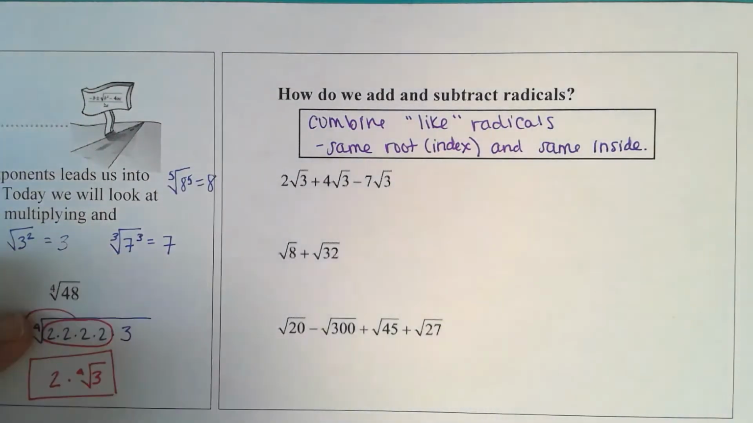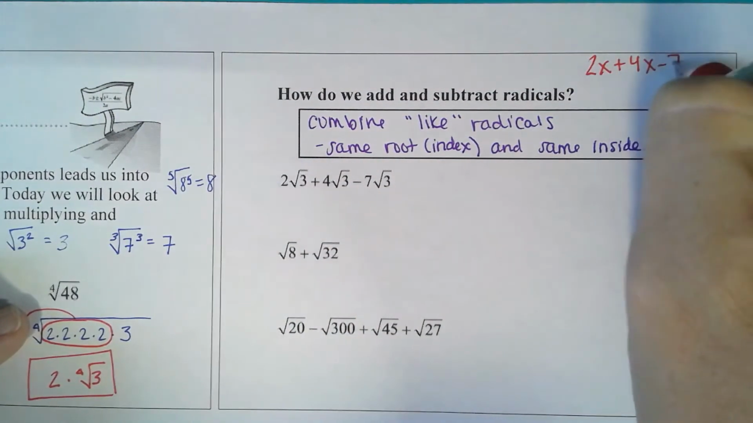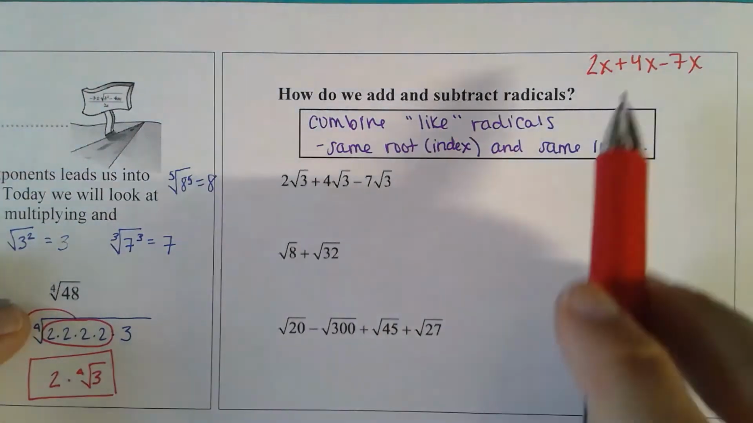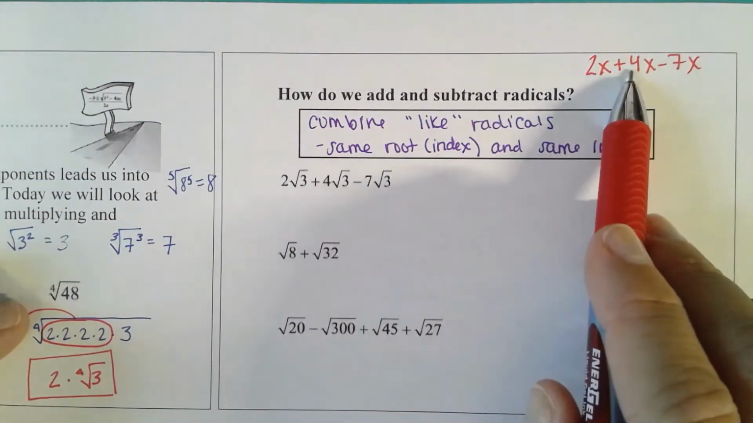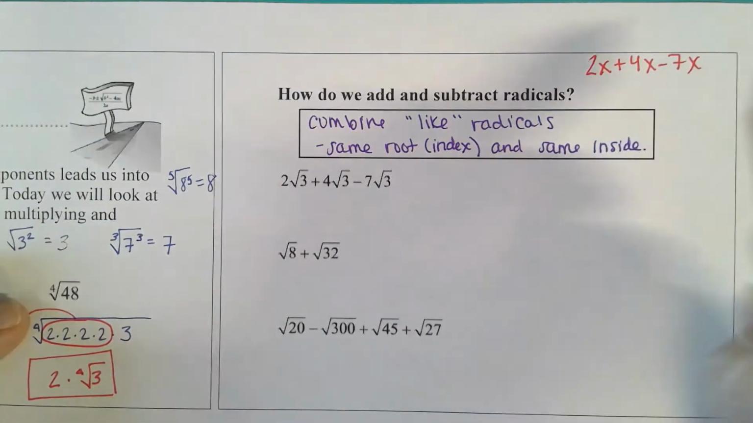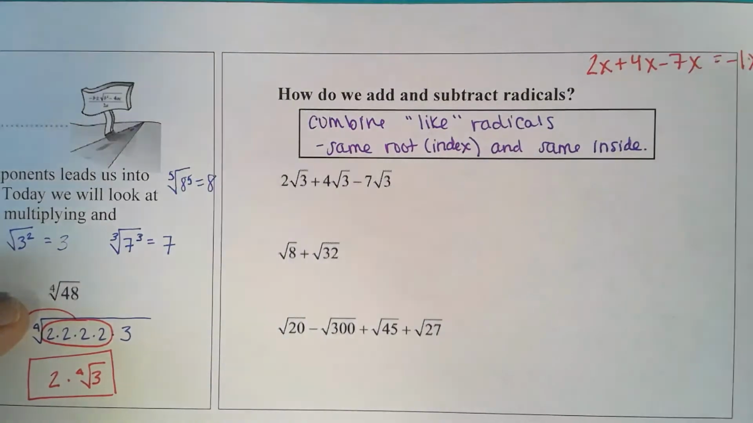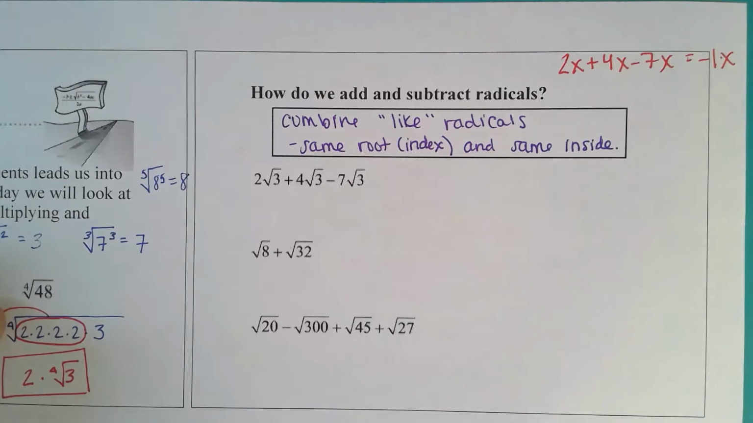So let's go back up here for a second. If I said what's 2x plus 4x minus 7x, we would call those like terms because they're all x's. I have 2 of them, then I add 4 of them, so now I have 6, but then I'm going to take away 7 of them, which leaves us with a negative 1x. You can't even see that. There we go. Same thing is going to be true with radicals.